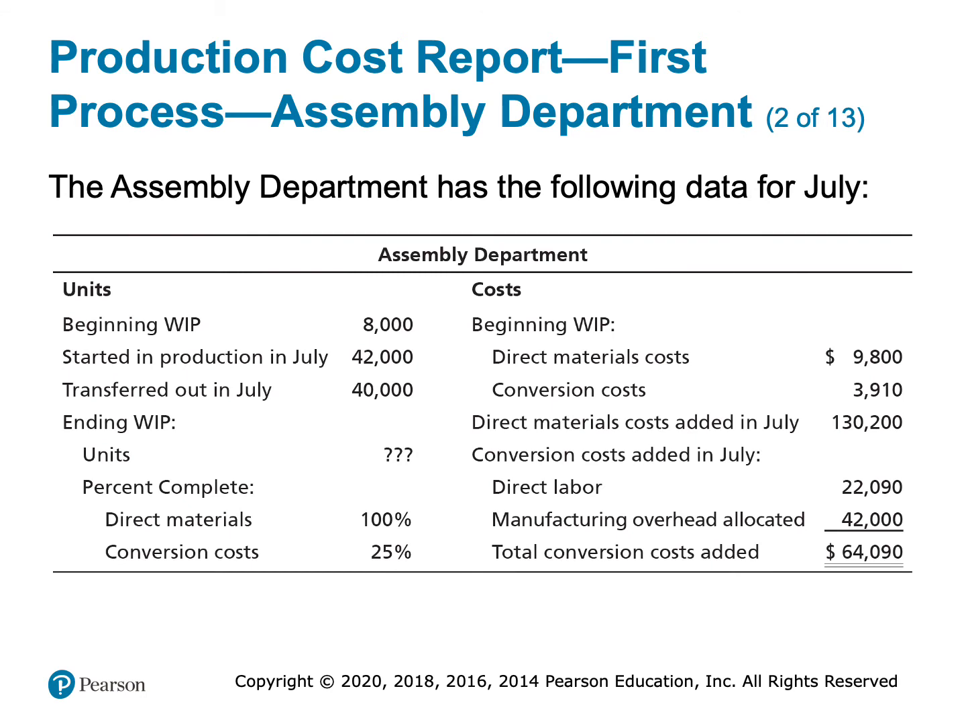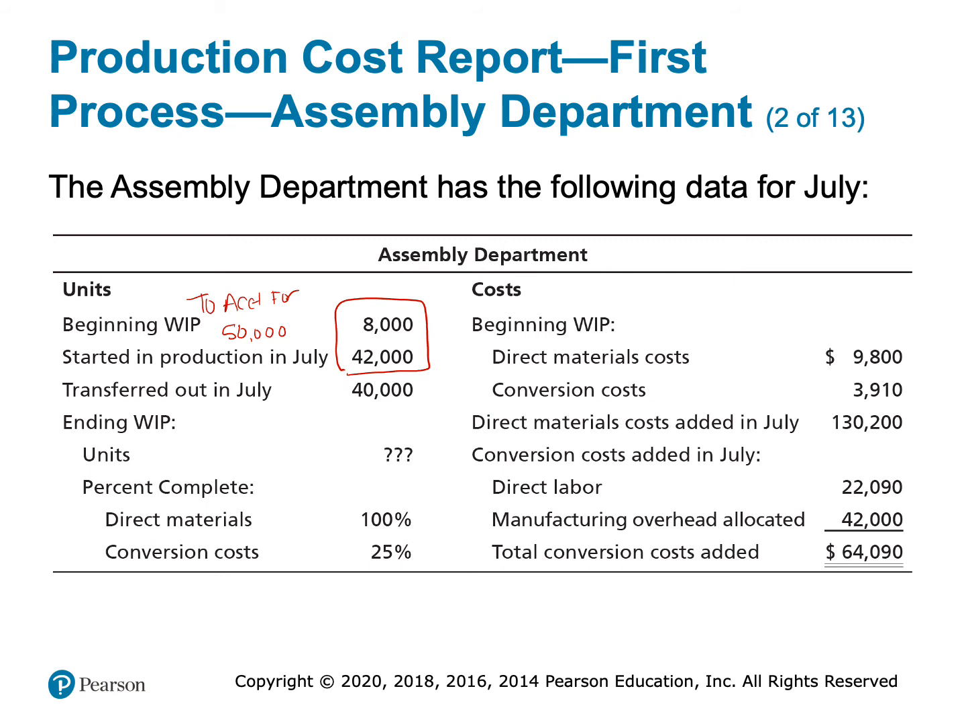So here's the beginning data that we're given, okay? And so we're going to talk through this and then I'll show you how to fill it in on your chart. The first thing that we're given is we're told that beginning work in process for the assembly department was 8,000 units, and then we started 42,000 units into production. So what that means is that the cost to account for is the 8,000 plus the 42, or 50,000.